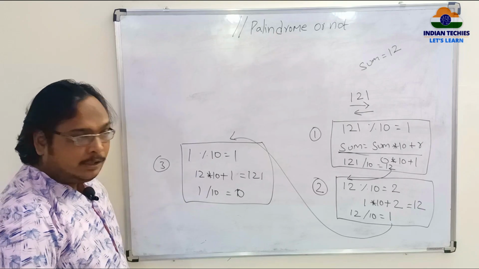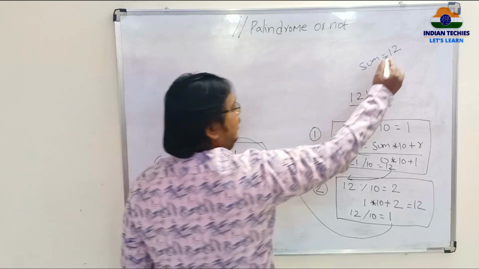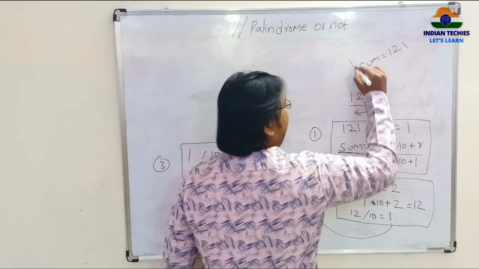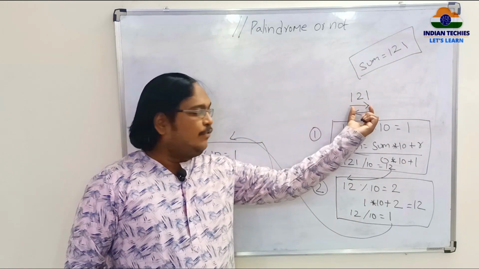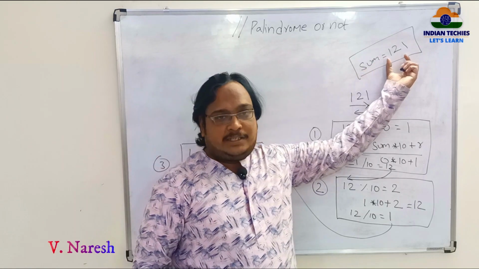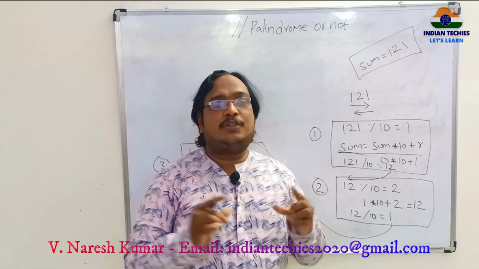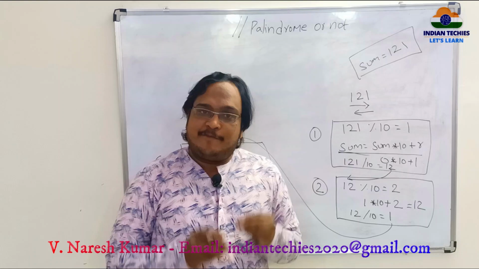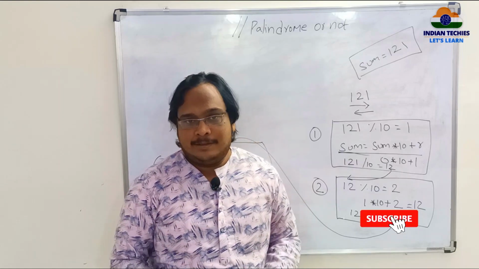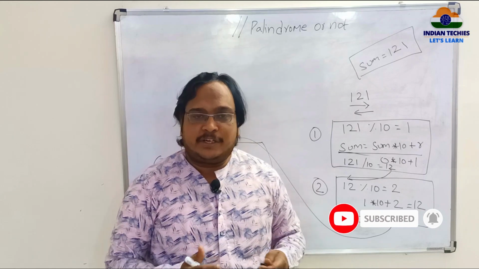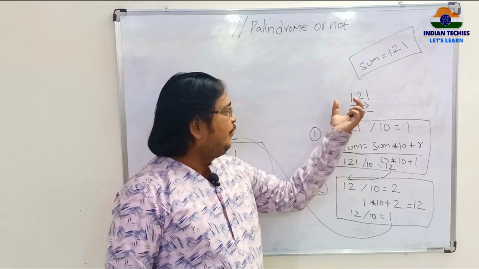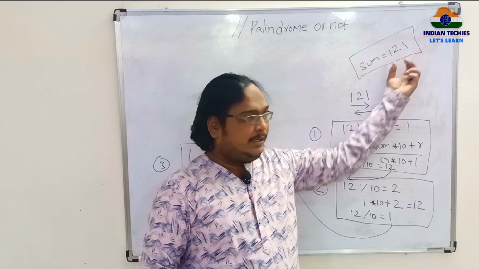Steps will be stopped. Now, you will take this final value of sum. And what is the input you have given? 121. What is the final result you got? 121. These both values will be matched. If both are the same, it means it is a palindrome number. If both are not the same, it is not a palindrome number. That is, the given number and the reversed number.